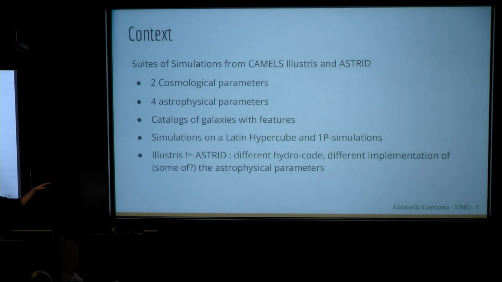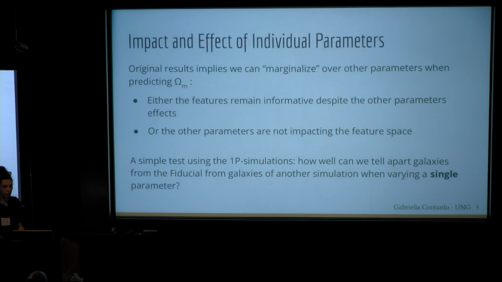And the cool thing is, Illustris and Astrid are different, obviously, otherwise there would be no point. But they share this large-scale aspect, with 6 parameters and 13 features, but they have different hydrocodes and different implementations of some of the astrophysical parameters, and we're going to be able to play with that in our analysis.